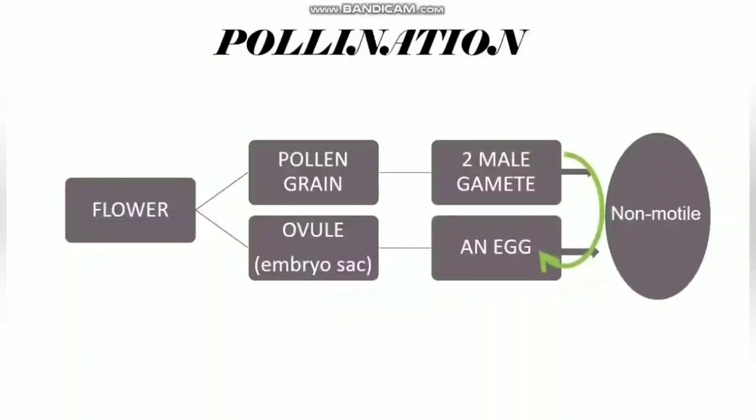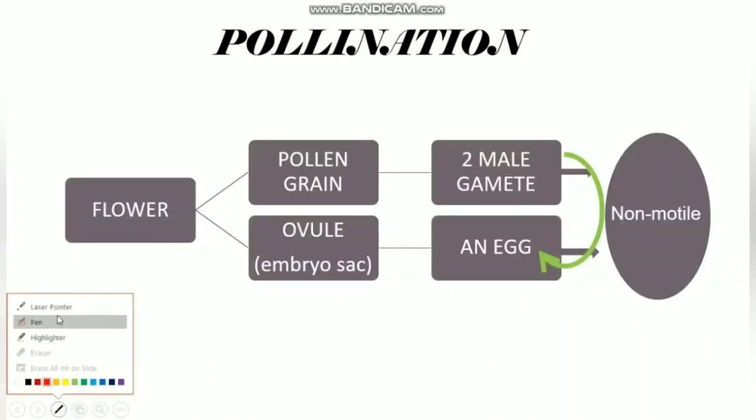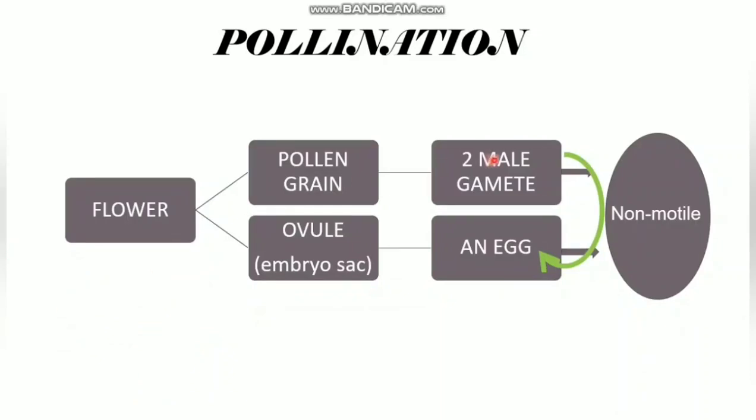in order to carry out fertilization, the transfer of pollen grain must take place and it must reach the stigma so that the male gametes present in it could fertilize the egg present in the ovule. So how is this achieved, how is this transfer taking place? The process by which the pollen grains are transferred to the stigma is known as pollination. So today we are going to study in detail about pollination.